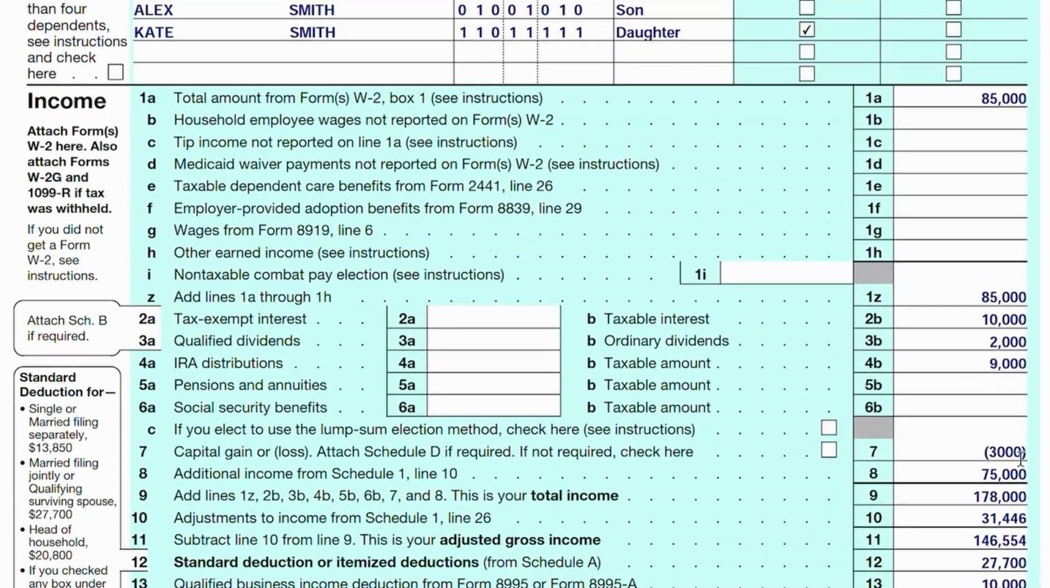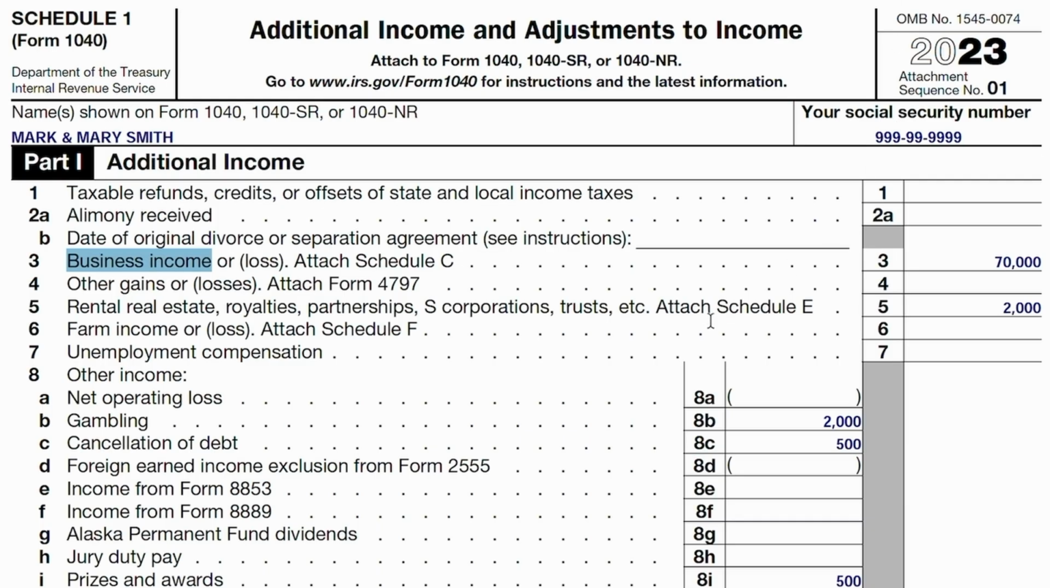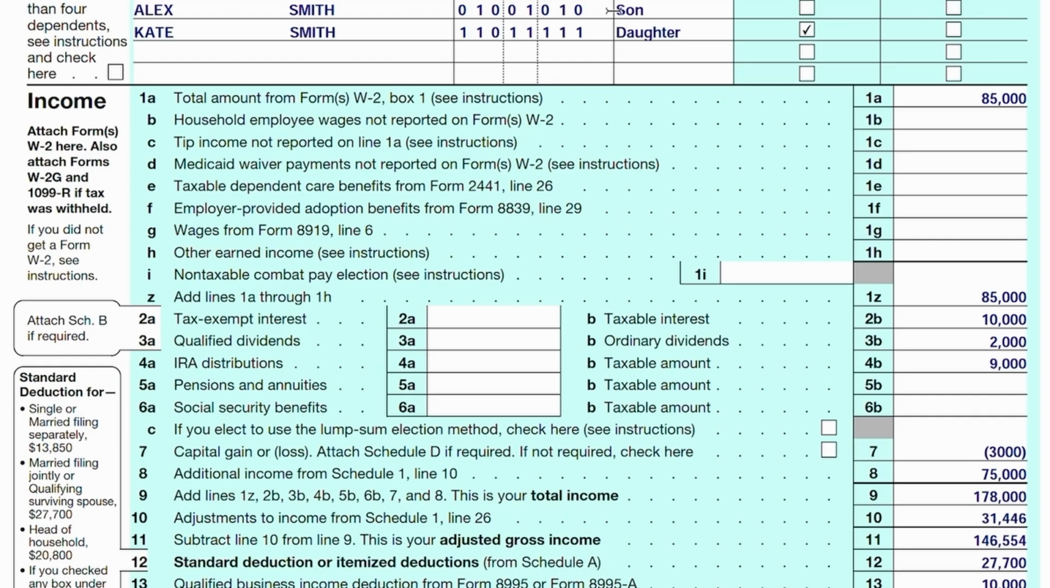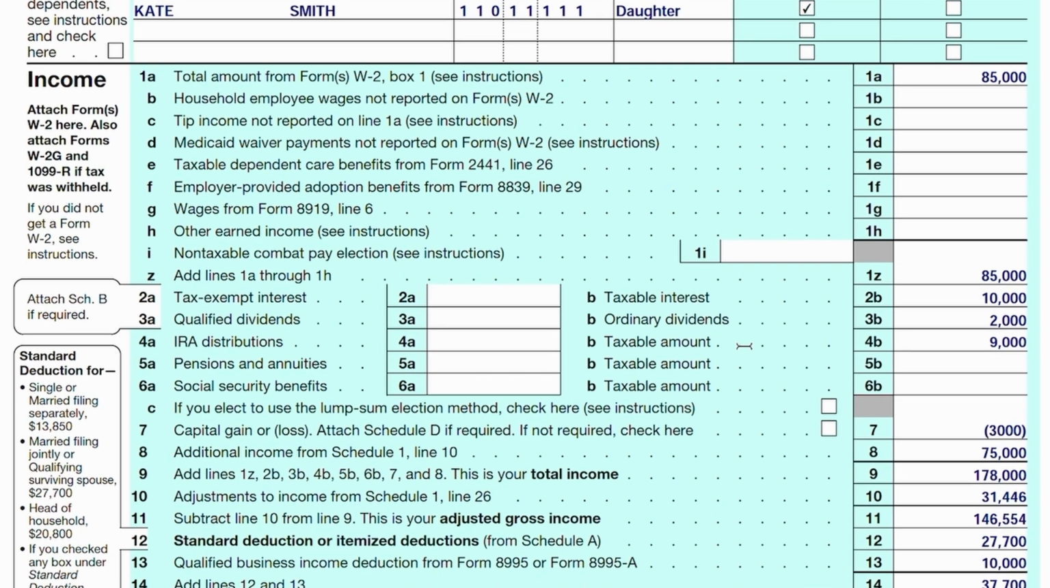So we cannot find 70,000. This 70,000 has a stopover which is called Schedule 1. If you go on Schedule 1, you will see 70,000 over here. Why is that? Because if you see Form 1040, there is only one page, right? So you cannot show everything on this page. You can directly show this 85,000 which comes from W2.